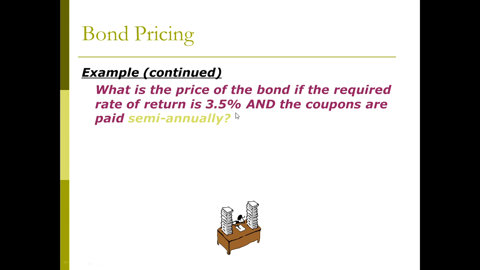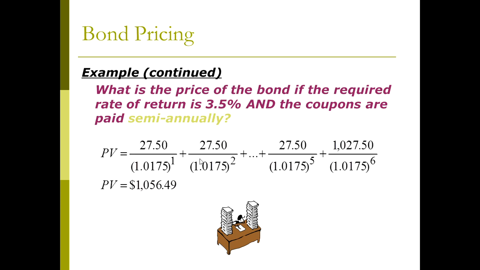So that's when we go back to the first example, right? The discount rate is back to 3.5%. Well, now the coupons are paid semi-annually, means every 6 months, twice a year.